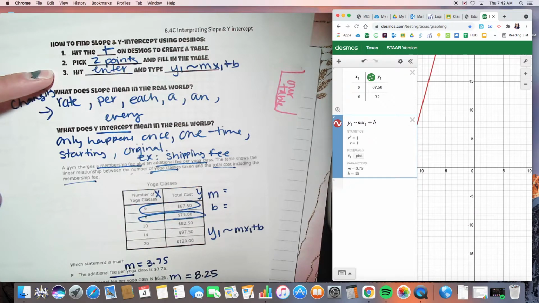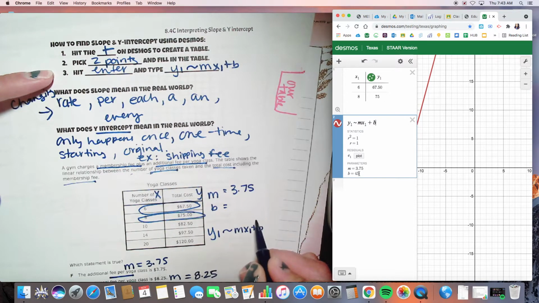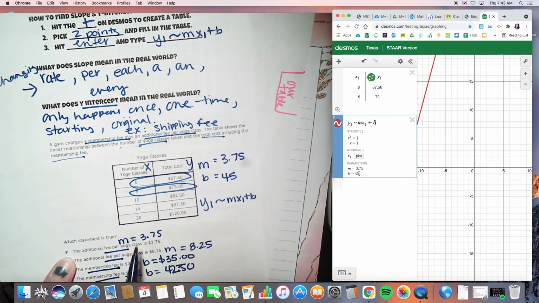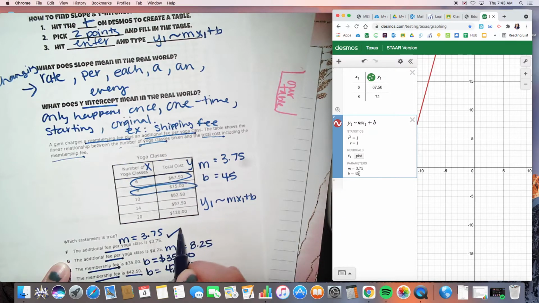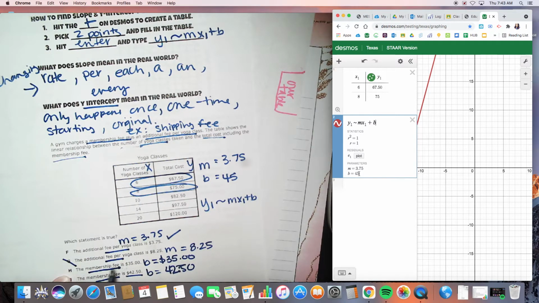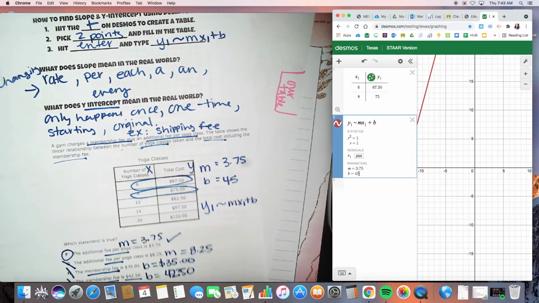plus b. Okay, and what I'm getting here is that my m is 375, my b is 45. So let's go ahead and see which one's true. M equals 375, yep, that could be true. I know my slope is not 825 because I have this number, so I know that's not going to be true. The membership fee is $35. B equals 35. Nope, it's supposed to be 45. And this one says B equals 42.50, so that's also not my answer. So I know F is my only possible answer.